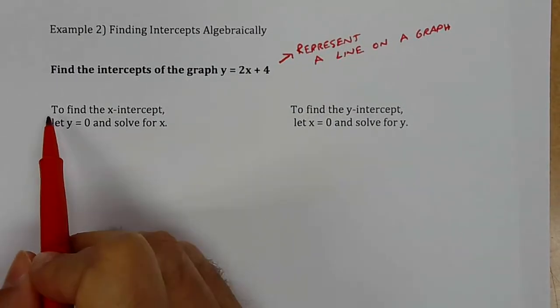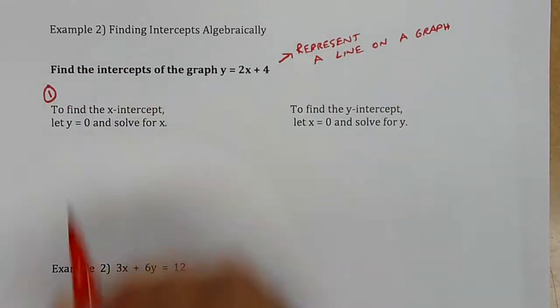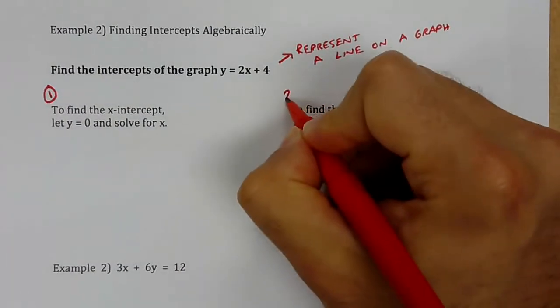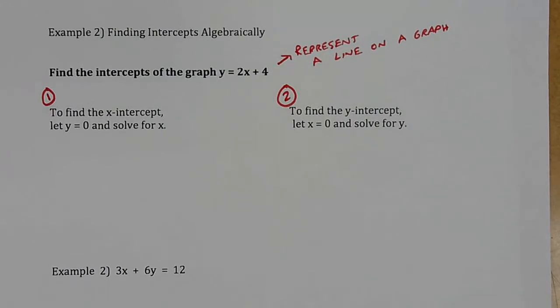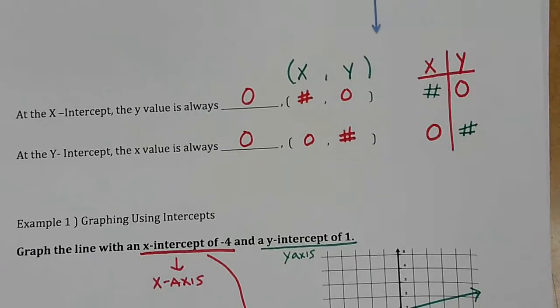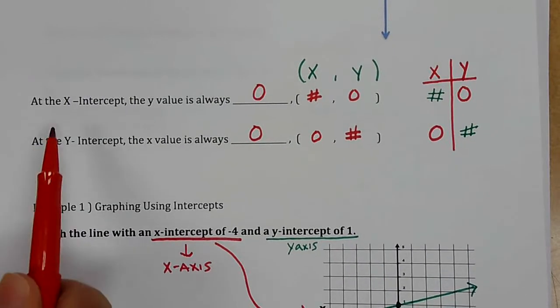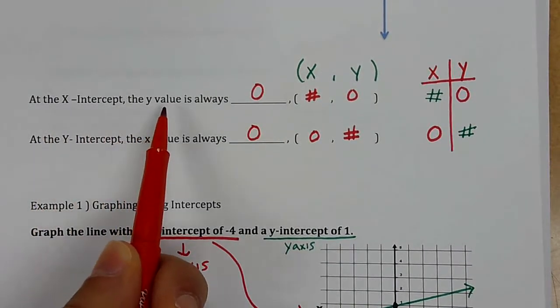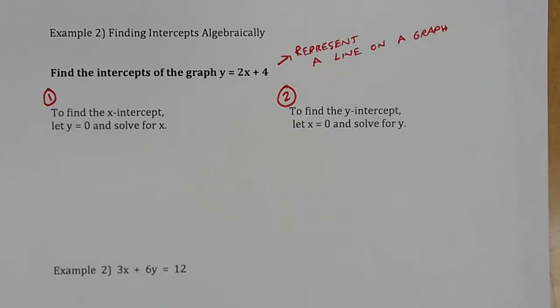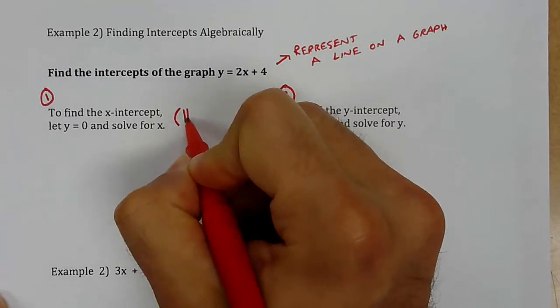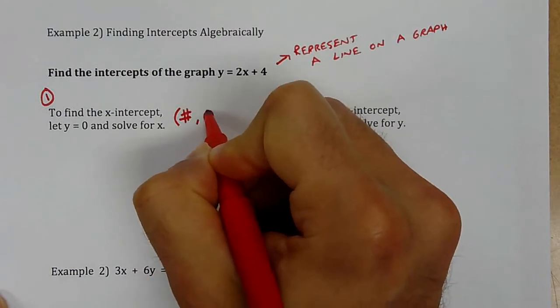It says, first we're going to have two separate problems. Our first problem is finding the x-intercept. Our second problem is going to be finding the y-intercept. To find the x-intercept, I want to go back to our note that we took at the beginning. The x-intercept has a y value that's always 0. So for the x-intercept, I have a number, and then I have a 0 for y.